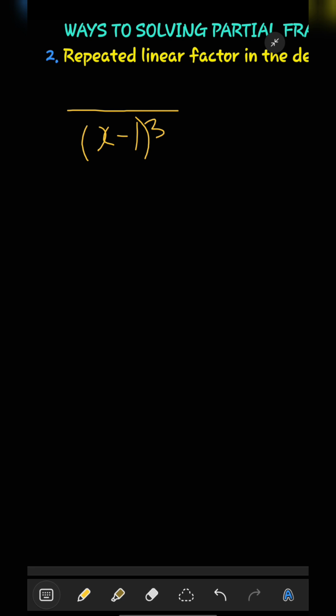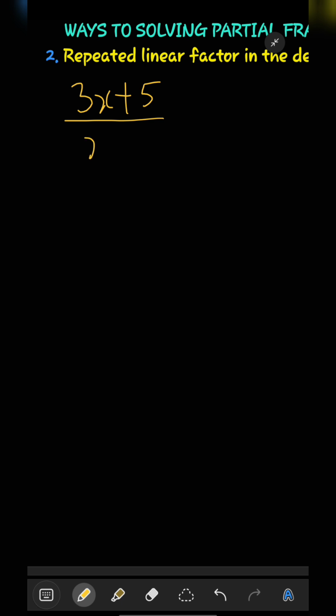So now let's take this example. Let's say we have 3x plus 5 all over (x plus 2) squared. Now, if you look at the denominator, it is a linear factor because the highest power of x is 1. The highest power of the variable is 1. So this is a linear factor, and it is repeated because it has a power.